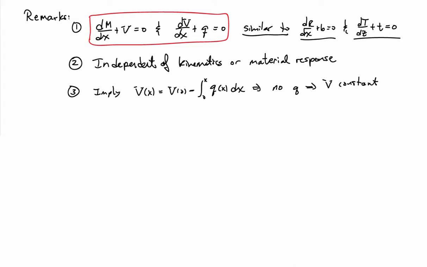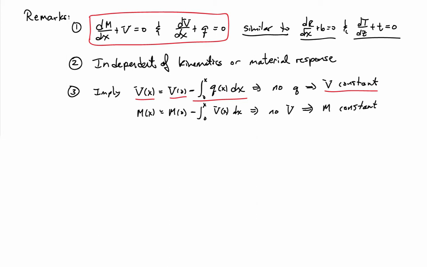Also note that we can write these equations in sort of integrated form. So if we want, we can say that v of x is equal to v at some origin minus the integral of q with respect to dx up to that point. In particular, one of the implications of this is that if you have no distributed load, then the shear force has to be constant along the length of the beam. So that's a nice observation. In fact, the shear force is always one polynomial order higher than q, because it's essentially the integral of q with a minus sign tossed in.